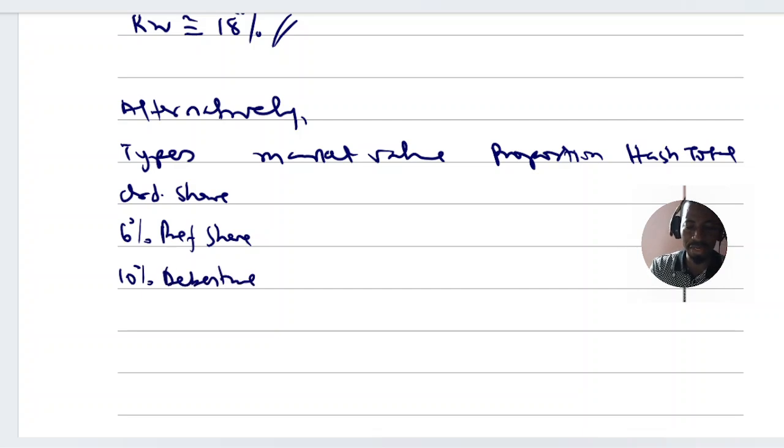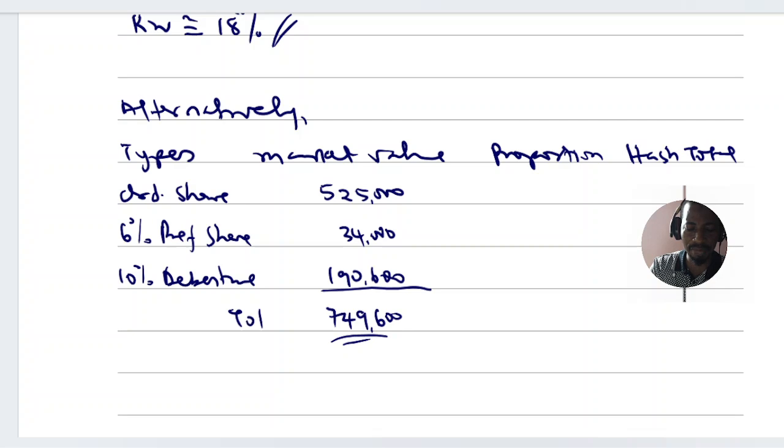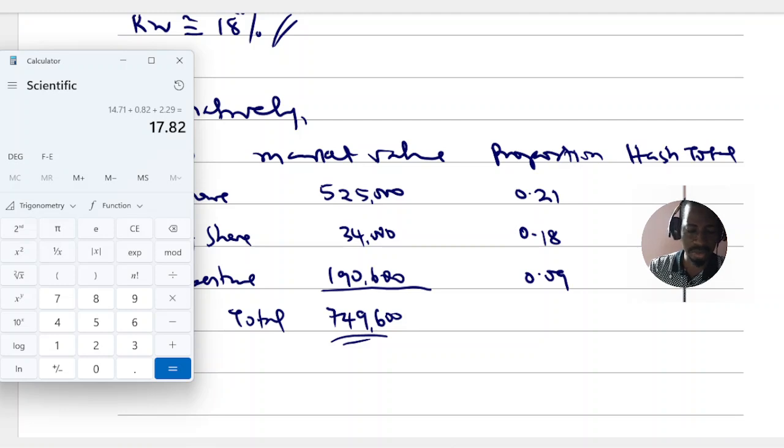So the market value of ordinary shares, we got 525,000, 34,000 for preference share, then 190,600 for the debenture, which gave us the total of 749,600. That's the total market value. Then we calculated the cost of equity to be 21%, cost of preference share to be 18%, the cost of the redeemable debenture to be 9%. So to get the hash total, you multiply 525,000 by 0.21. That's 110,250.